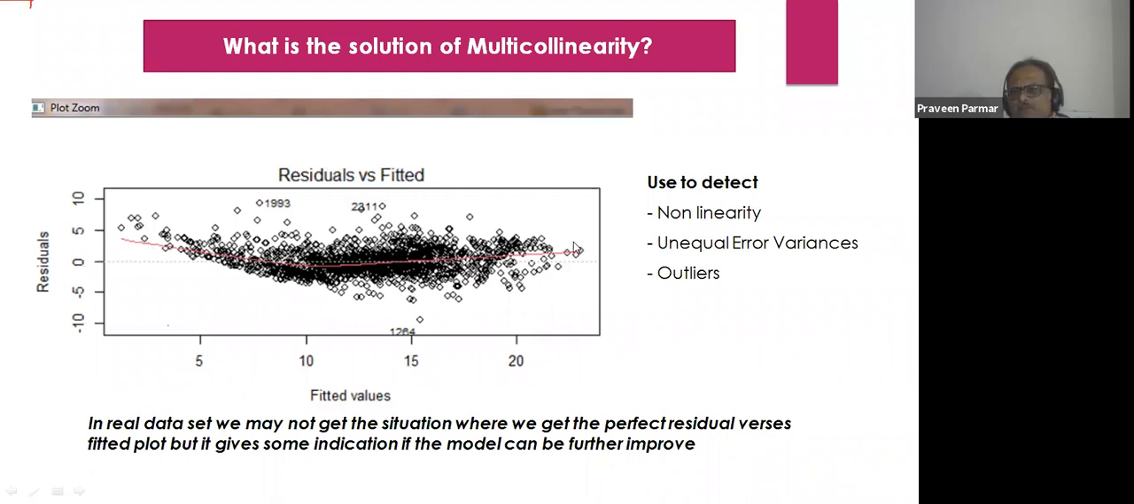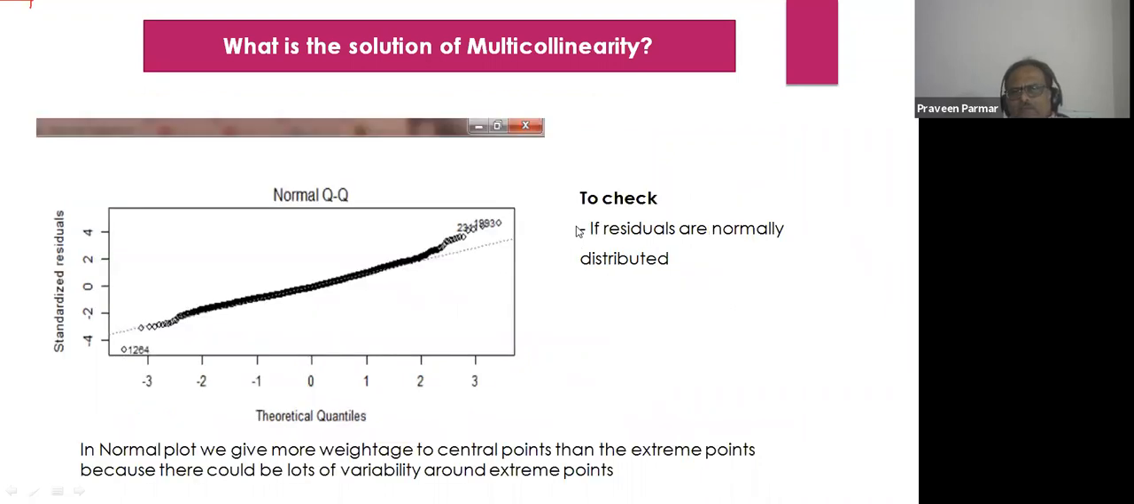So it gives us some information. We could not get a perfect one. We cannot make this line lie on the zero residual, but up to some extent we could state it. And this is the graph from our model, the same model I have taken, and this is the QQ plot.